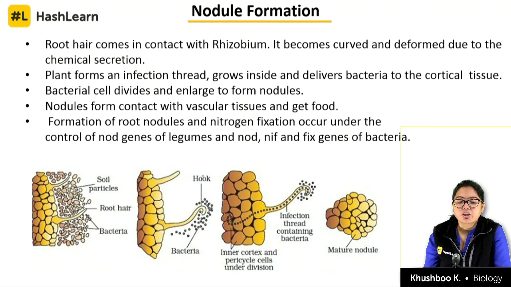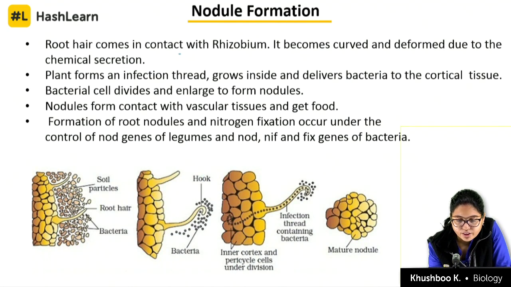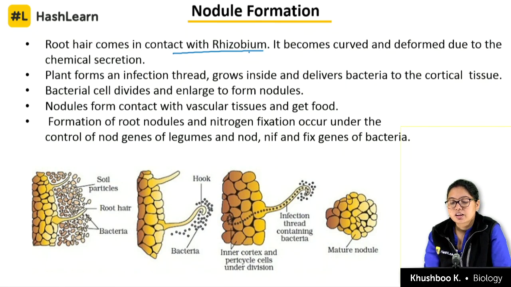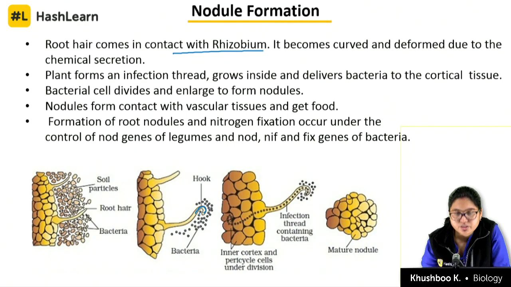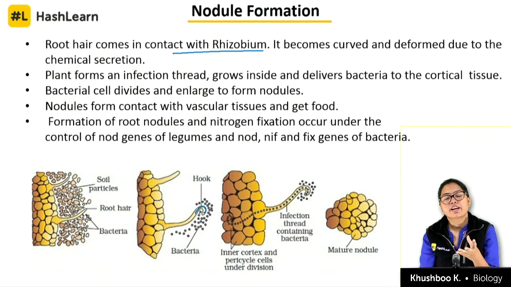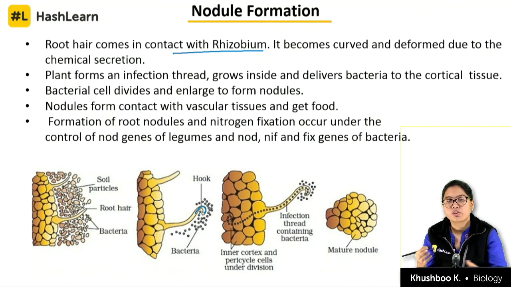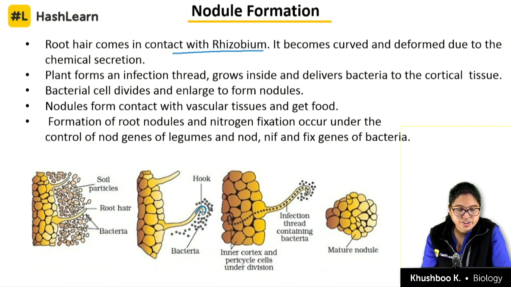So the root hair comes in contact with the Rhizobium, and the root hair will become curved like this, and obviously the root hair also releases some chemicals. That is a chemical interaction which actually brings the Rhizobium towards it. The Rhizobium is already there in the soil, but only when these roots are there it will go and form a symbiotic association. Now the plant forms an infection thread.